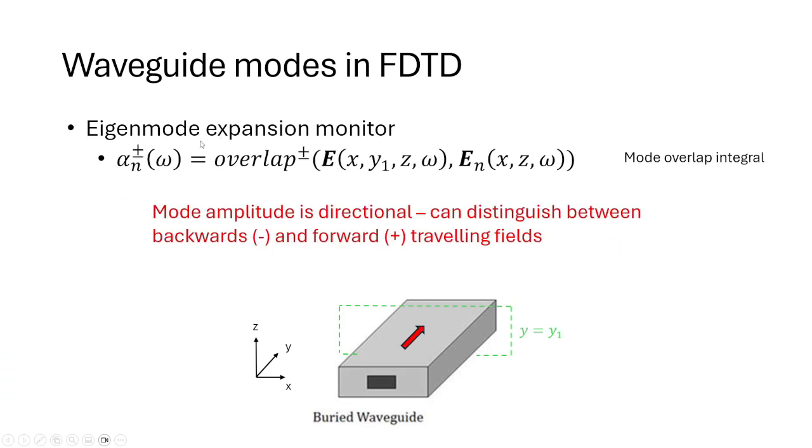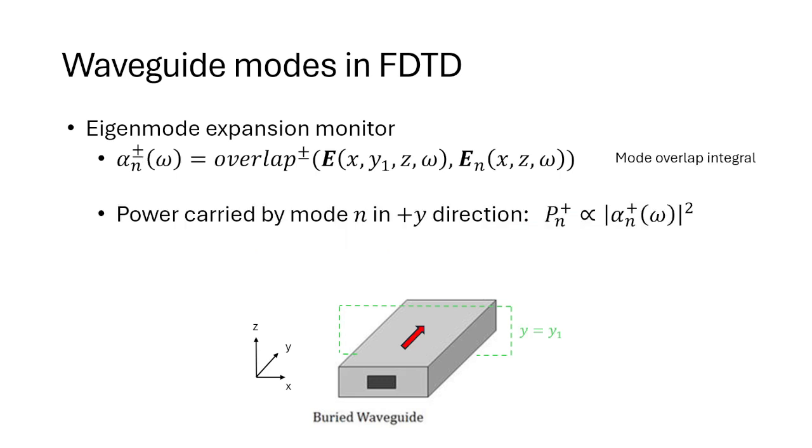What's cool about a mode overlap integral is that it's directional. So by changing the way that we define the mode field, we can actually determine how much of the electric field E is traveling in the forward or backwards direction. So we can calculate the mode amplitude for forward traveling light and backward traveling light, which is quite handy. And then using the mode amplitude, we can also get an estimate for the power carried by the nth mode in either the positive or minus direction.